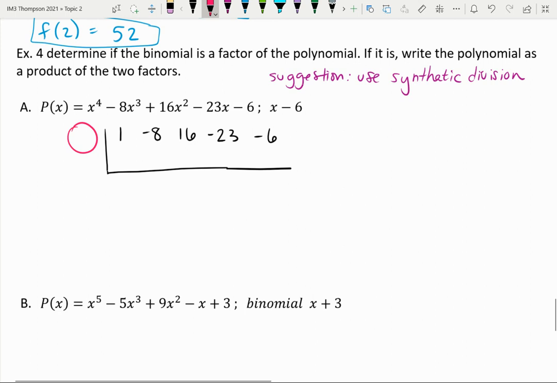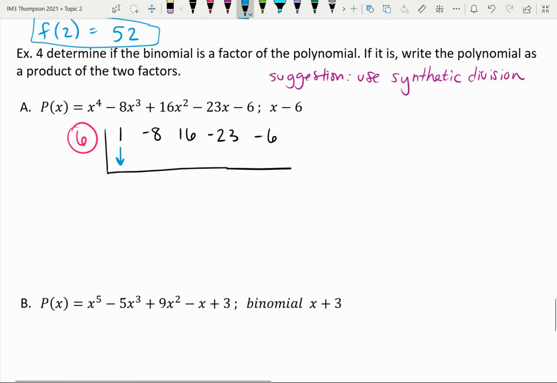Now my divisor is x minus 6. What number do I use for synthetic division then? What goes in the bubble? Positive 6. Yes. So by doing synthetic division, it's going to tell me if it's a factor, and if it is, then I'll be able to write the polynomial.